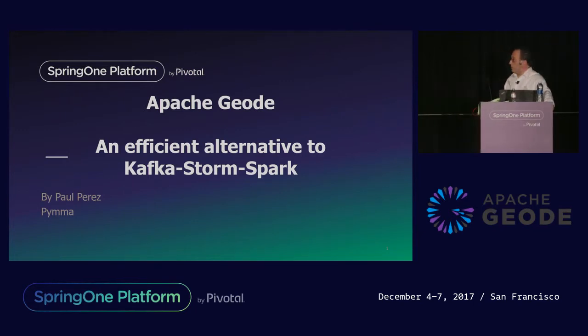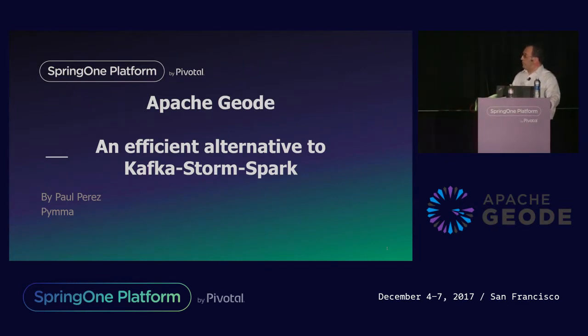And today we will try to talk about Apache Geode as an efficient alternative to Kafka and Storm, and Spark. We mainly talk about Kafka and Storm.